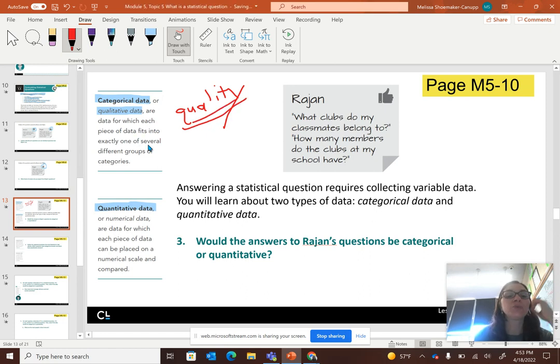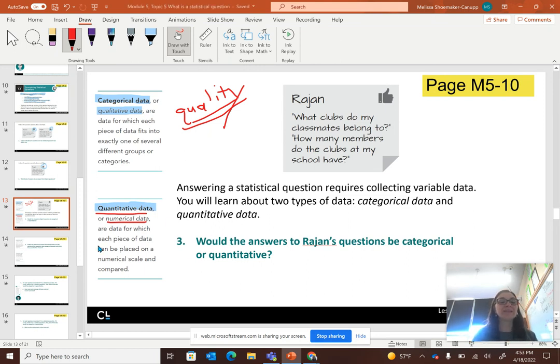Categorical data is a piece of data that fits into exactly one of several different groups. So color: red, orange, yellow, green. Favorite sport: basketball, softball, soccer. Quantitative is numbers. So it would be, how tall are you? That's going to be a number answer. What's your age? That's going to be a number answer.